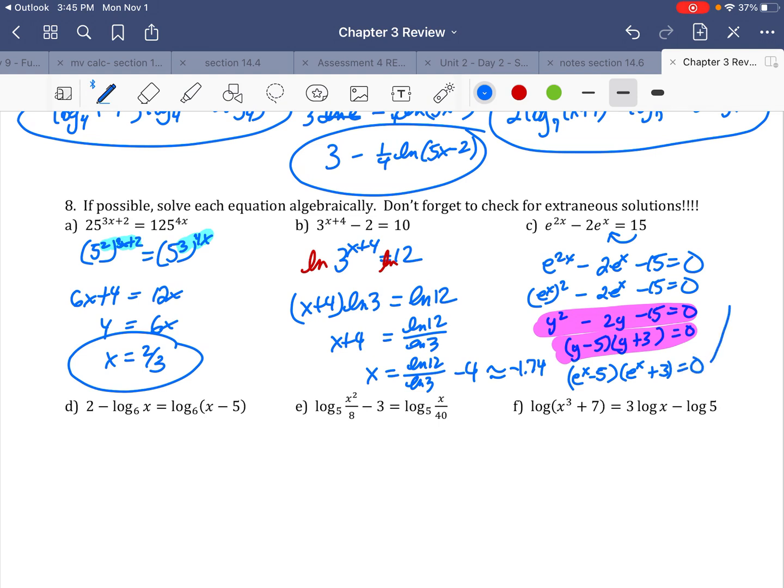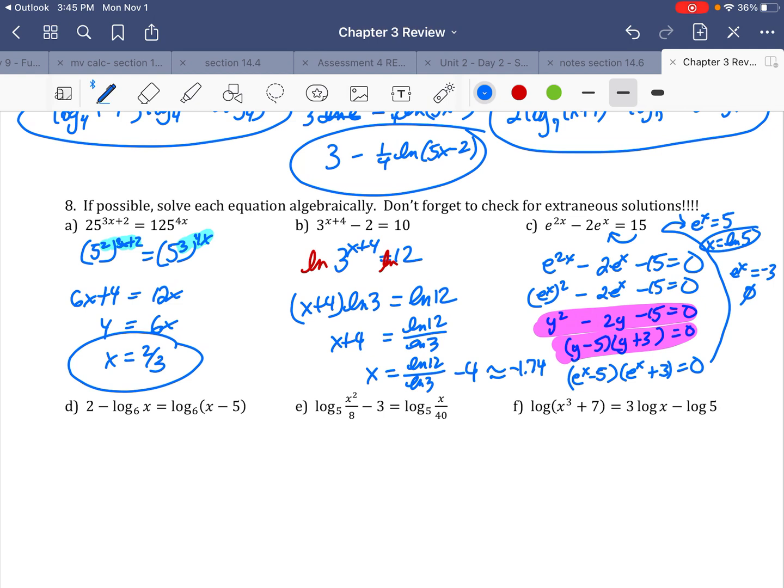Well, if I go ahead and continue solving those, I'll do that right here. So e to the x minus 5 equals 0. That means e to the x has to equal 5. So do the log of both sides, and I get x equals ln 5. Well, when I do e to the x plus 3 equals 0, I get e to the x equals negative 3. Well, e to the x can't be a negative number, so this part's no solution. So my only answer is ln 5.